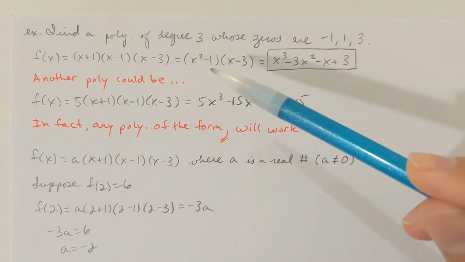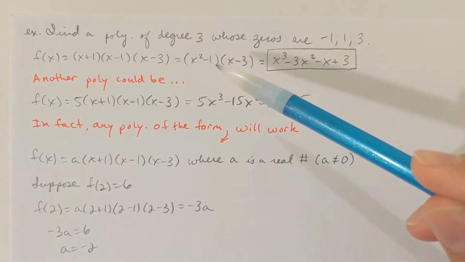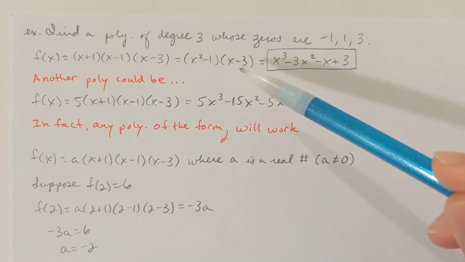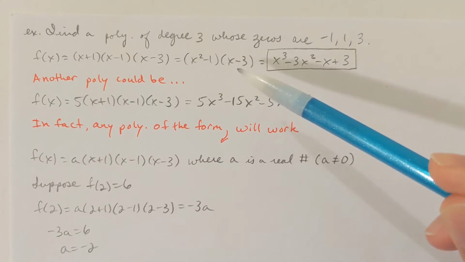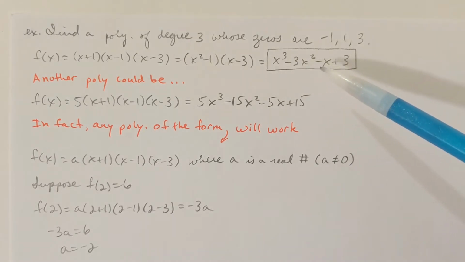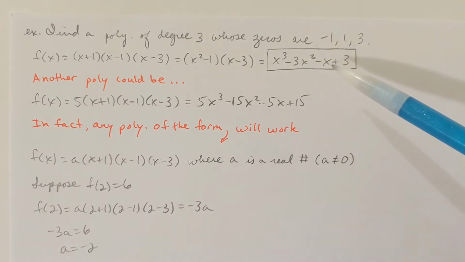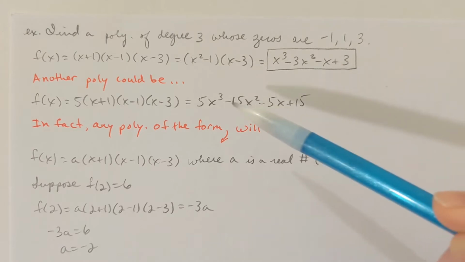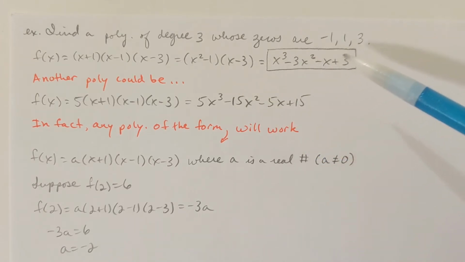x plus 1 times x minus 1 is x squared minus 1, times x minus 3. When I FOIL that out, I get x cubed minus 3x squared minus x plus 3. Okay, and that'd be one answer that I could give.